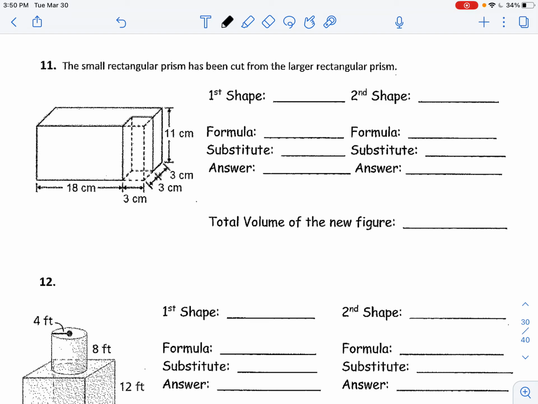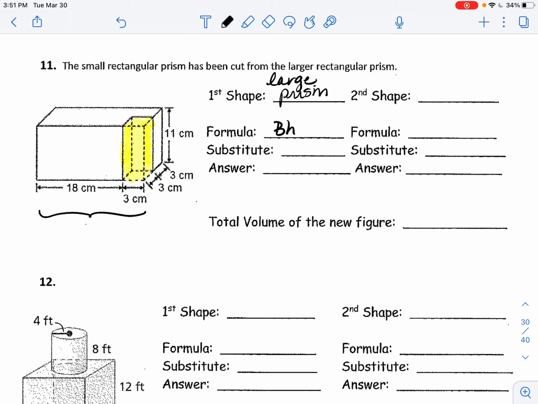Number 11, we have a small rectangular prism that's been cut from a larger rectangular prism. Okay, so this little guy in front has been cut out. We need to go ahead and find the volume of each of these, and then this time we'll subtract. So let's start with the large prism. And of course that's base times height. And the base is a rectangle, so it's length times width times height.